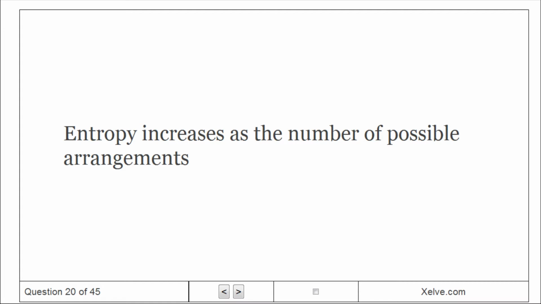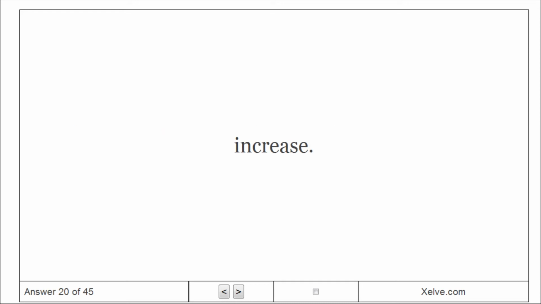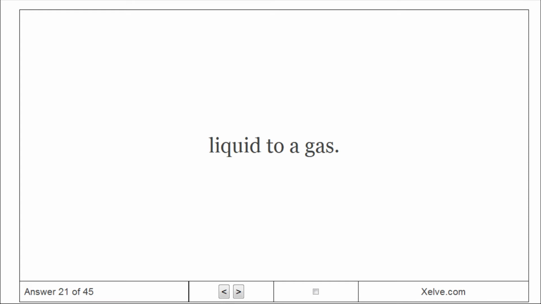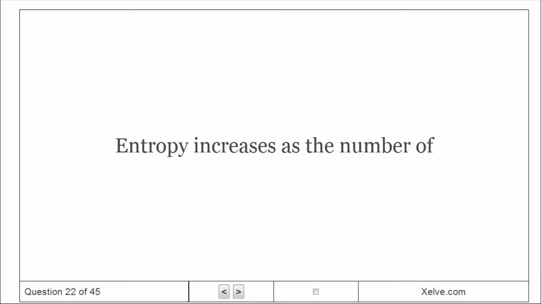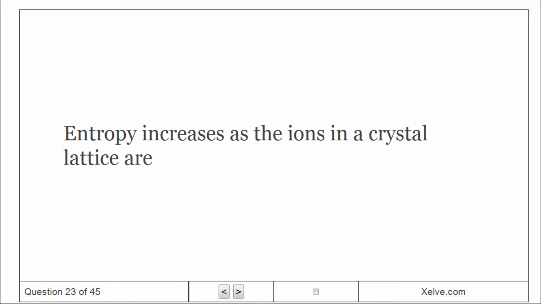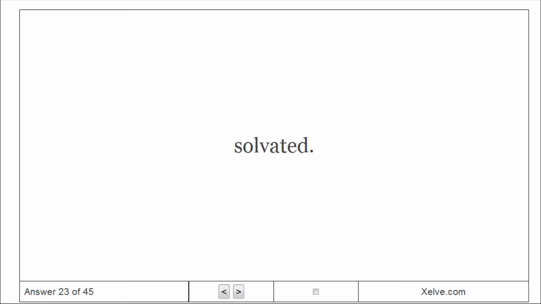Entropy increases as the number of possible arrangements increases. Entropy increases from a solid to a liquid to a gas. Entropy increases as the number of atoms in a molecule increases. Entropy increases as the ions in a crystal lattice are solvated.